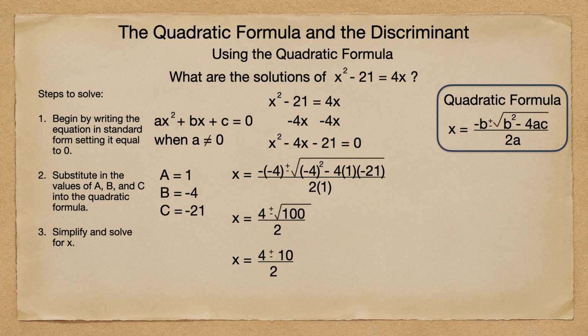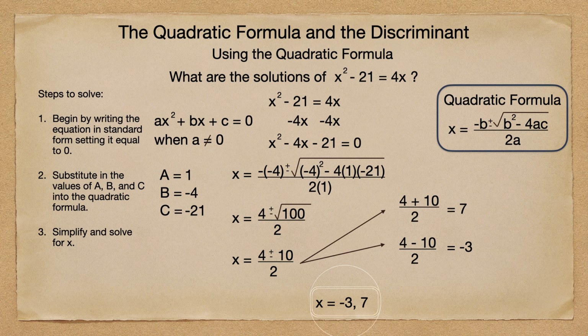We now will have two possible solutions. We're going to have a positive and a negative. So we're going to have 4 plus 10 divided by 2 and 4 minus 10 divided by 2. 4 plus 10 divided by 2 becomes 14 divided by 2 is 7. And 4 minus 10 is negative 6 divided by 2 is negative 3. So my two solutions are x equals negative 3, 7.